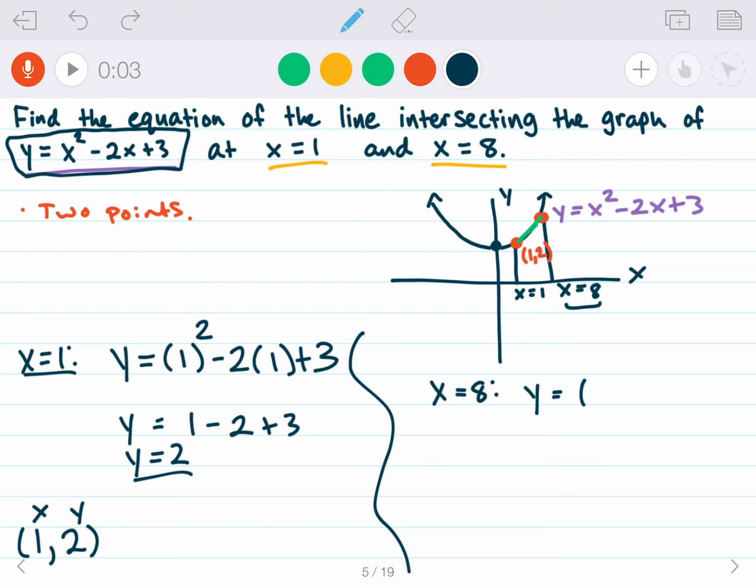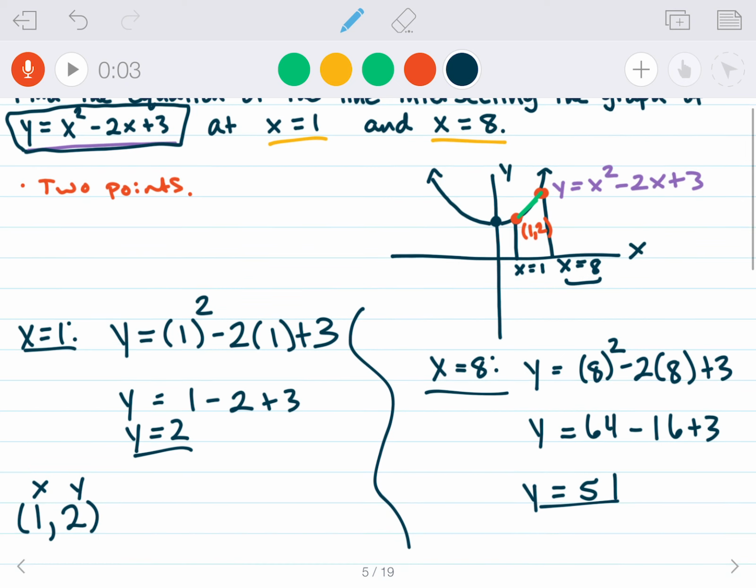So I get y equals 8 squared minus 2 times 8 plus 3. So I get y equals 64 minus 16 plus 3. Alright, so I'm getting 3, right? Let's see, 64 minus 16. No, I'm not getting that. That's not right. 64 minus 16 plus 3. Okay, so I'm actually getting 51 here. So when x is 8, y is 51, so that is another point on my line.